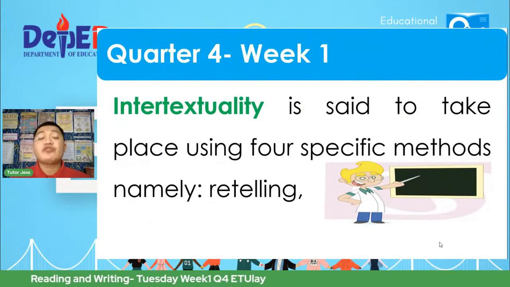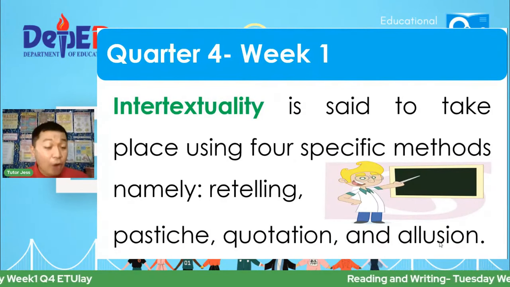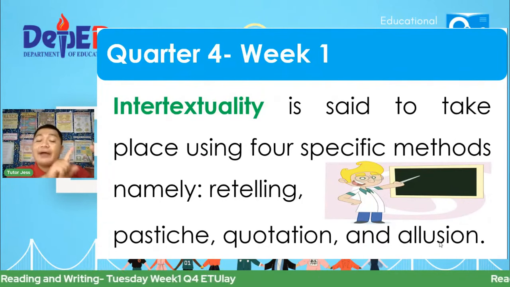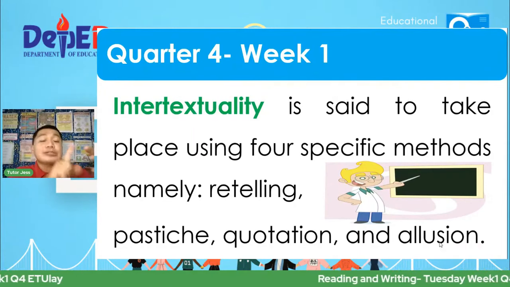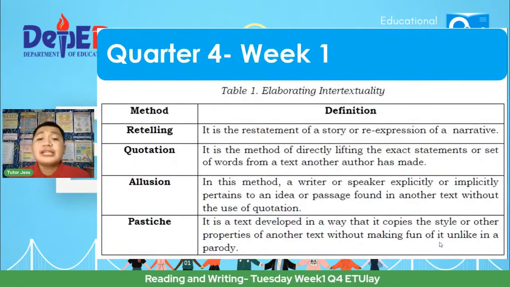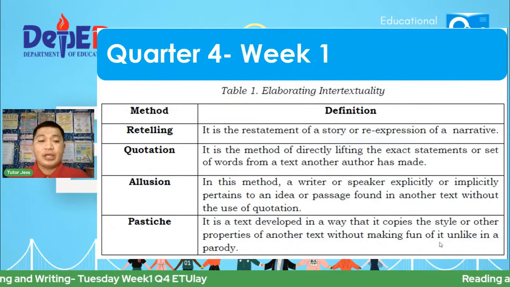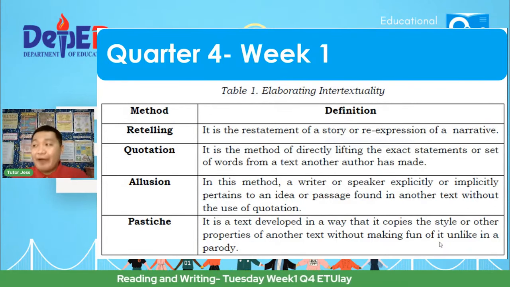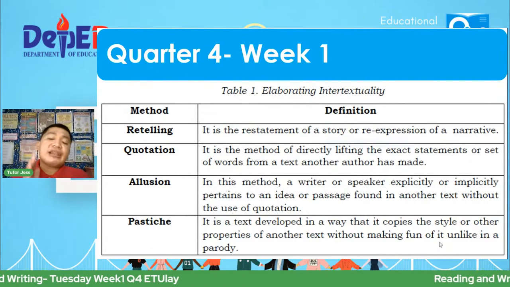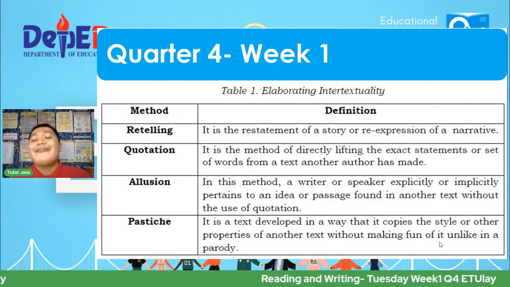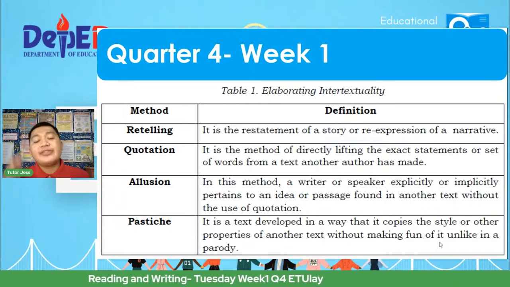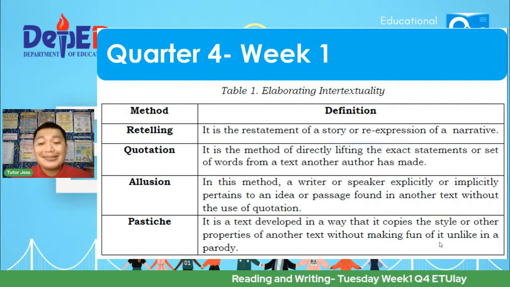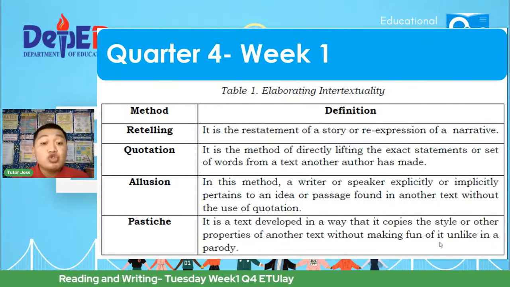Intertextuality is said to take place using specific methods, namely retelling, pastiche, quotation, and allusion. Again, for intertextuality, we have retelling, pastiche, quotation, and allusion. Retelling is a restatement of a story or re-expression of a narrative. Quotation is the method of directly lifting the exact statements or set of words from a text another author has made. Allusion is when a writer or speaker explicitly or implicitly refers to an idea or passage found in another text without the use of quotation.